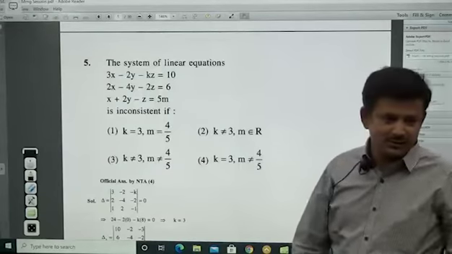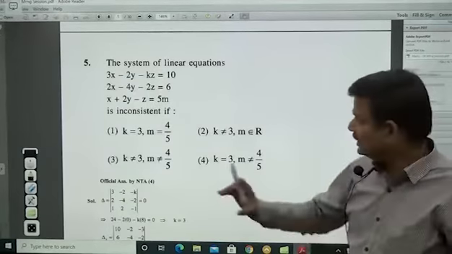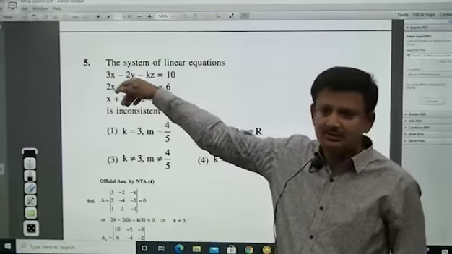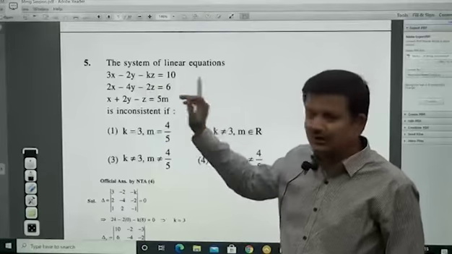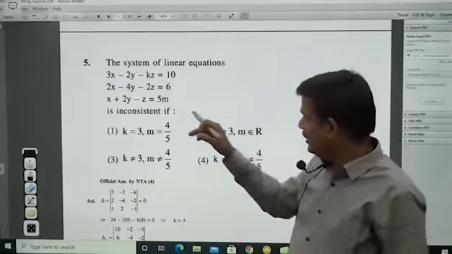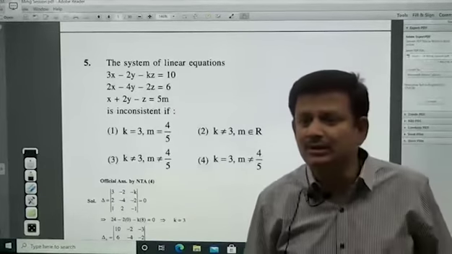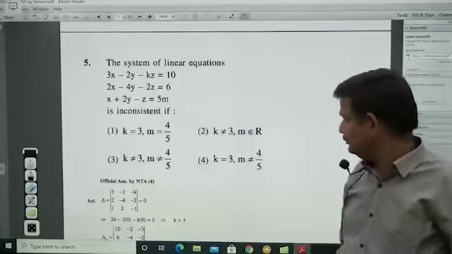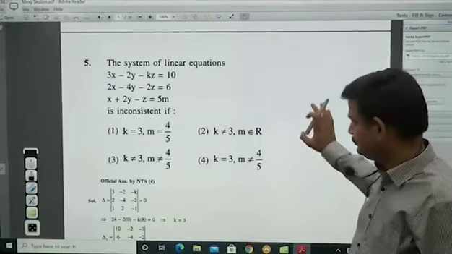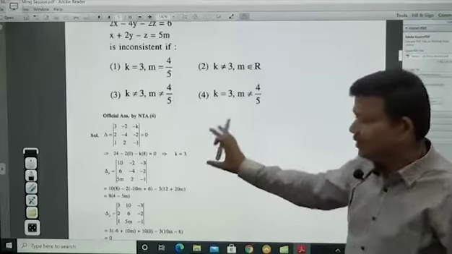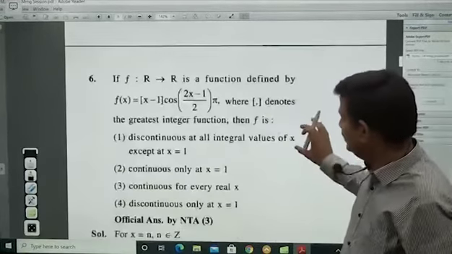So, did you see the question? Not at all lengthy. Seconds to solve. Do nothing. Minus 3, if it is k should be 3, and 5m should not be 4. M should not be 4 by 5, whatever is the option. So, you should not be doing this. That is the moral of the story. That makes the question paper lengthy.